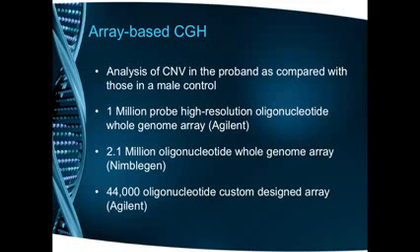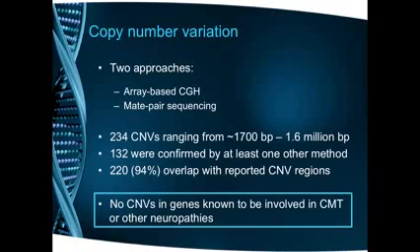And so they looked at it with 2 approaches, and they found 234 copy number variants from smaller to quite large, and 132 were confirmed by at least one other method, and 94 of them overlapped with reported CNV regions. So there was really nothing exciting there, nothing known to be involved in CMT or other neuropathies.